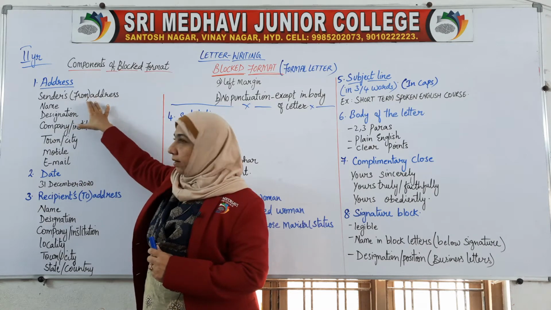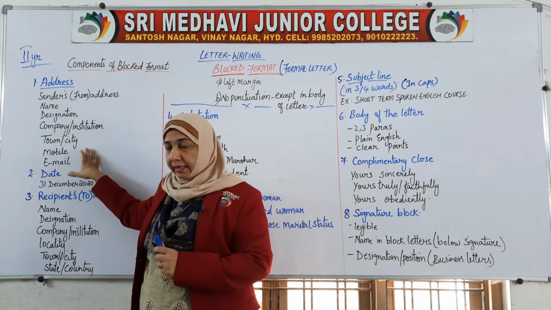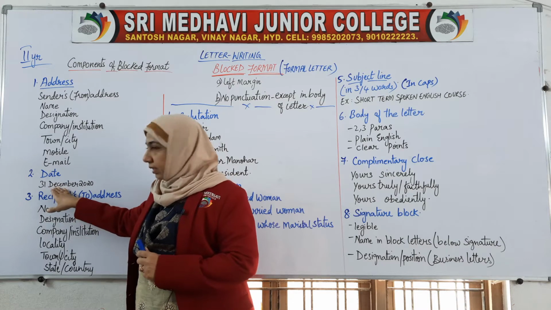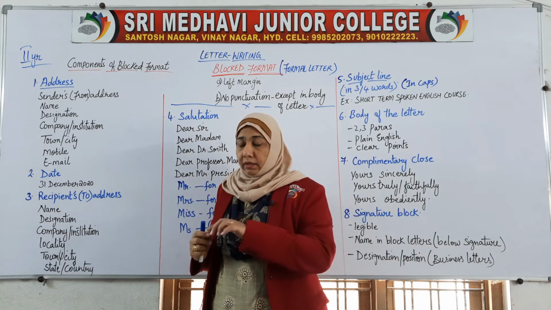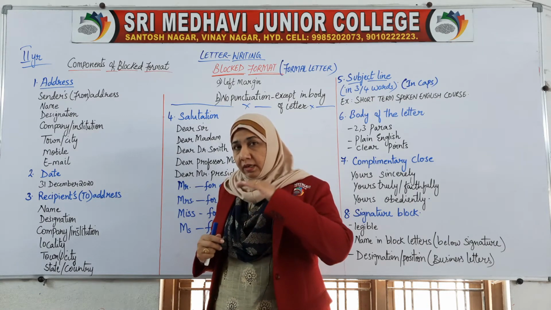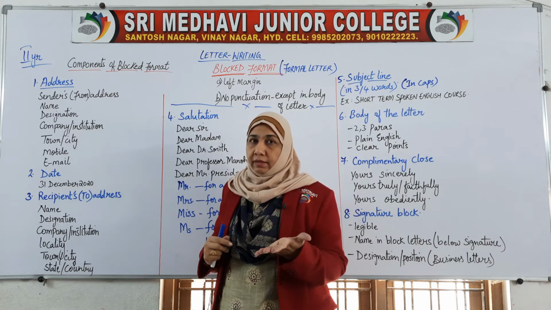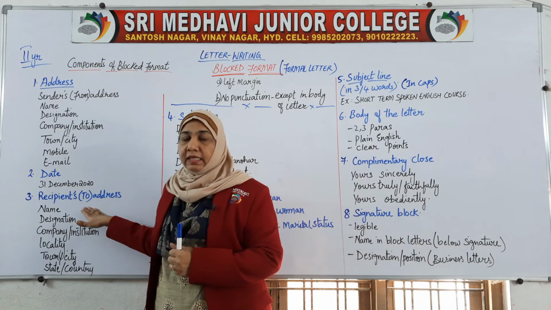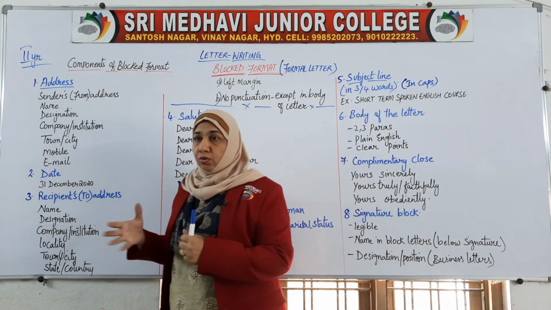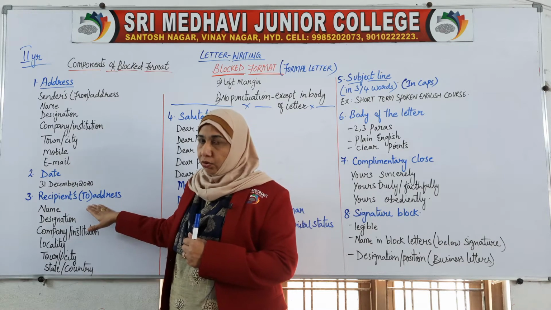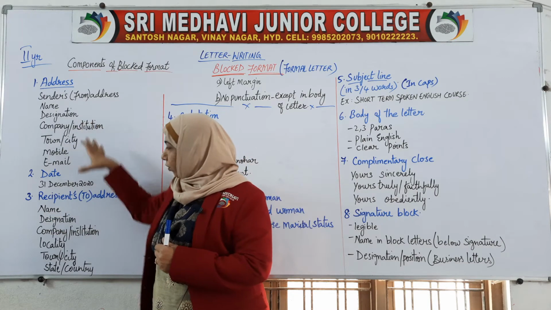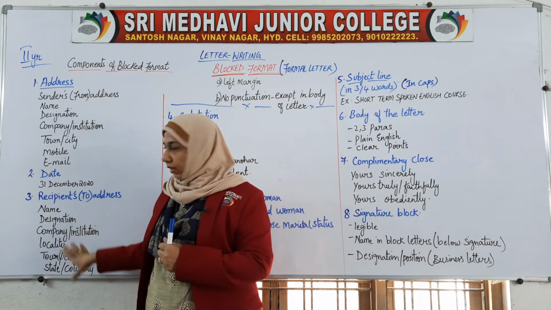Now first is the address of the person who is writing the letter. Then next is the date. The third is the address of the one who is going to receive the letter. That means the recipient, the person who is receiving the letter. We have to write the address here. Again the same format, 90% same format we have.